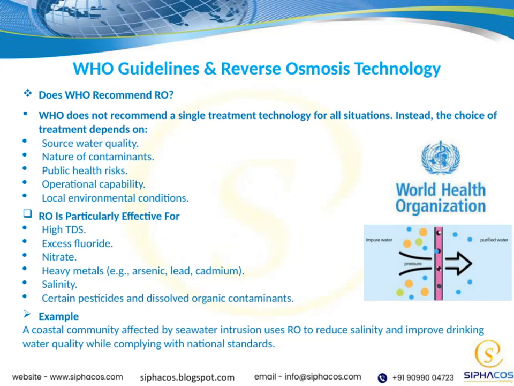The World Health Organization doesn't recommend one single water treatment method for every situation. Instead, the best choice depends on several factors, like the quality of the source water, what contaminants are present, the health risks involved, and the local environment and operational capacity. Reverse osmosis, or RO, shines when dealing with high total dissolved solids, excess fluoride, nitrates, heavy metals like arsenic and lead, salinity, and some pesticides. For example, a coastal community facing seawater intrusion might use RO to lower salinity and meet drinking water standards.